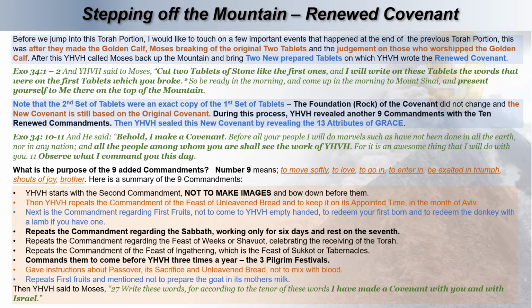Now what to note here is there are 7 commandments about the festivals, and there are 7 festivals. And then there are 2 commandments that are on the 2 tablets. The first one is not to make images, and the other one is the Sabbath. And those are the most important ones on the tablets.